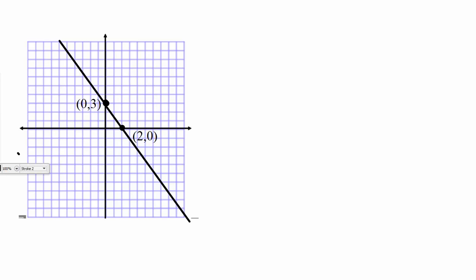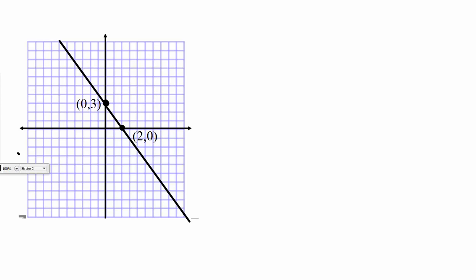So starting with this example here, we're asked to write the equation of the line in slope-intercept form, and all we're given is a graph. Our graph does have these 2 points labeled here. Let's notice that one of these points, (2, 0), is our x-intercept. It's where our line crosses the x-axis. And the point (0, 3) is the y-intercept. So that's where our line crosses the y-axis.